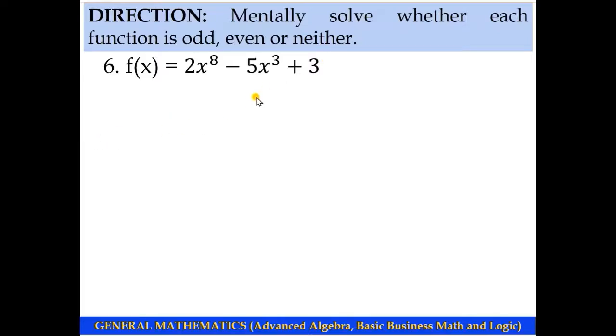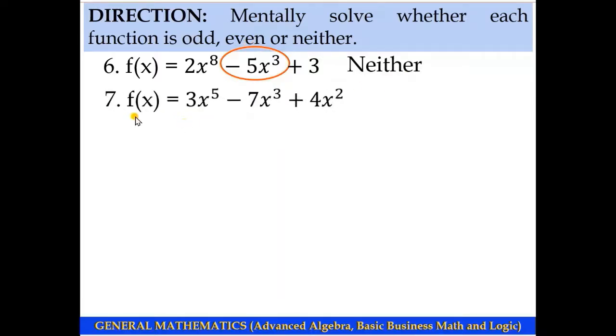That is why, because of the second term, which has an odd exponent compared with the other 2 exponents which are even, this makes the polynomial function f of x equal to 2x raised to 8 minus 5x raised to 3 plus 3 neither an odd nor even function.